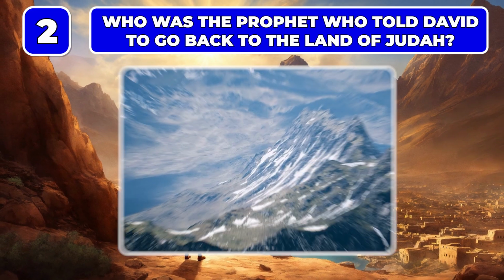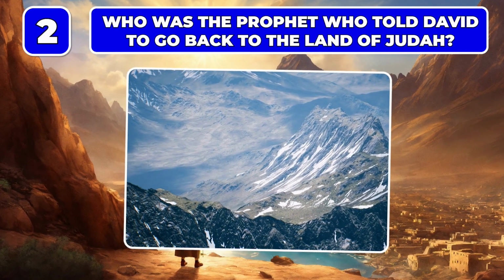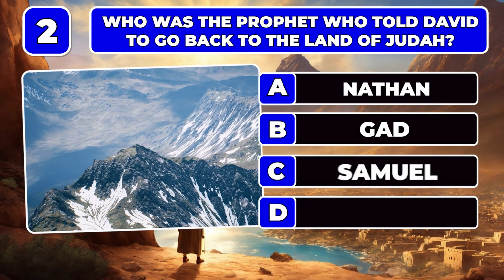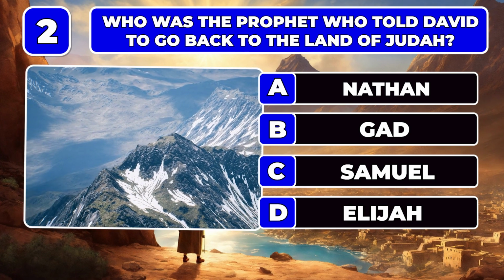Question number 2. Who was the prophet who told David to go back to the land of Judah? Nathan, Gad, Samuel, Elijah.